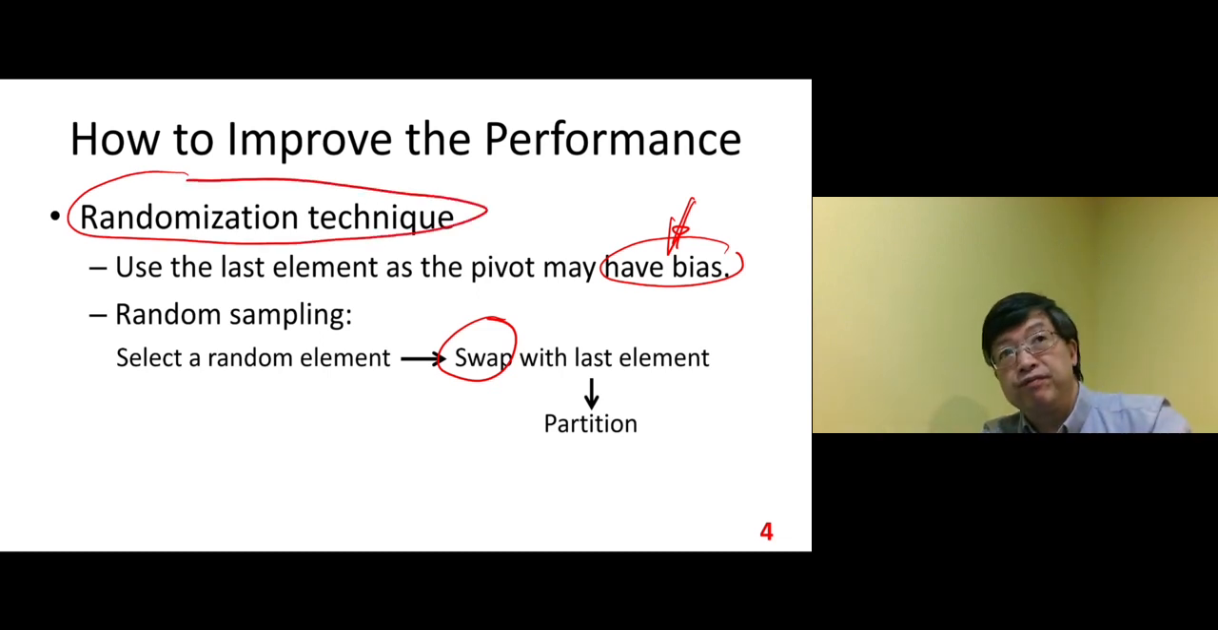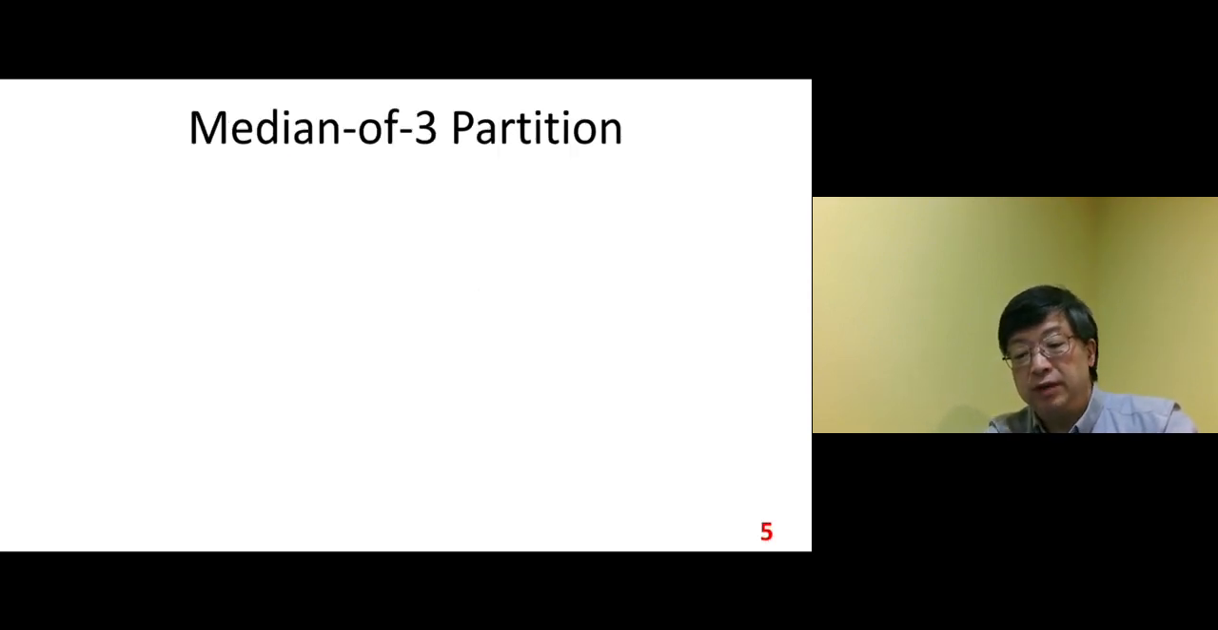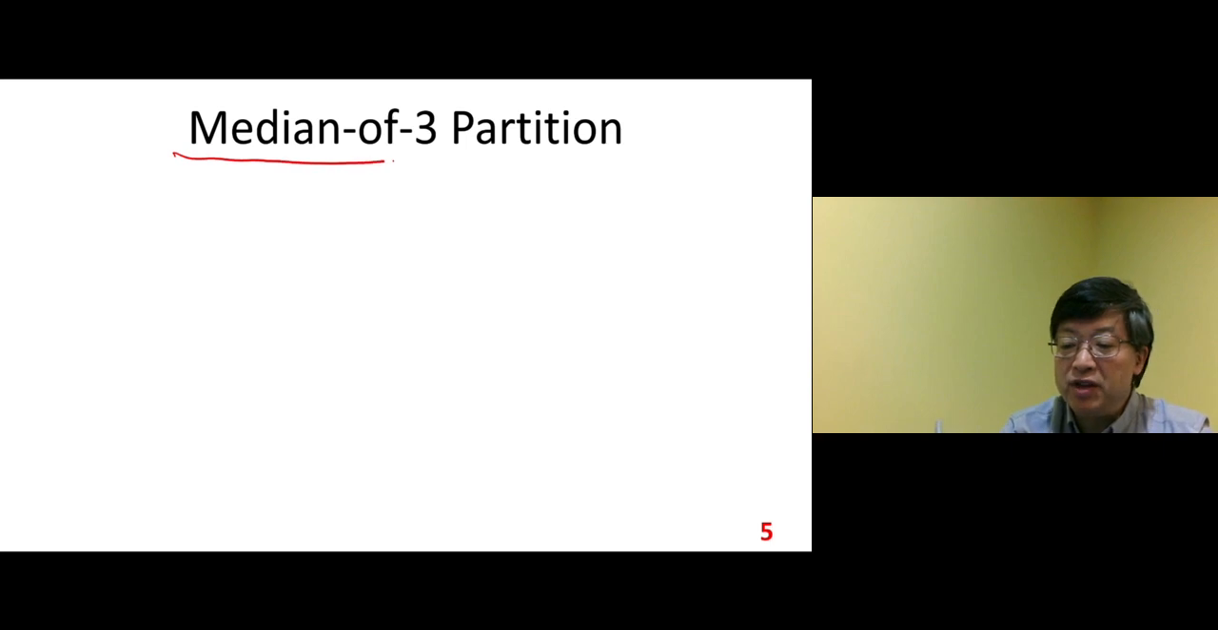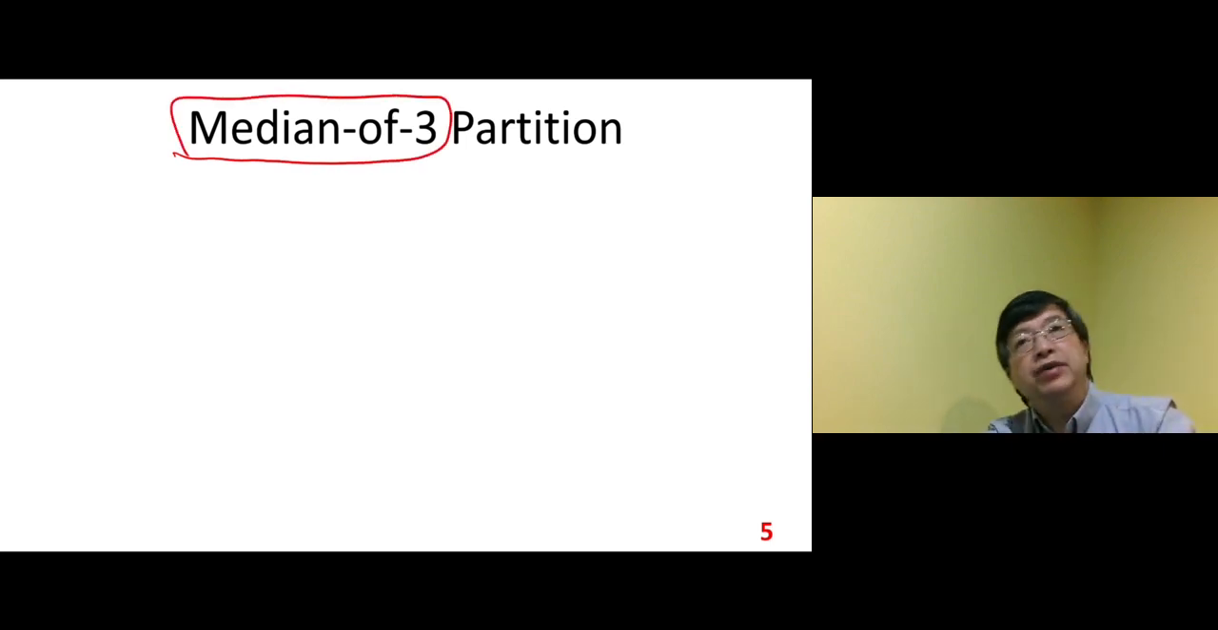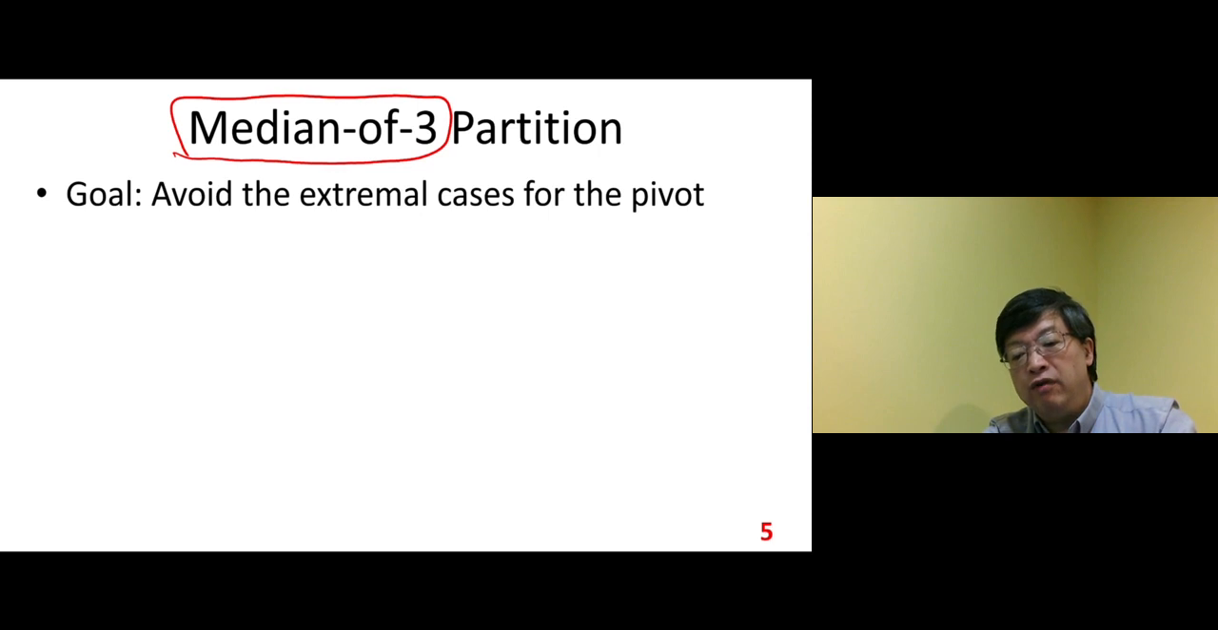Very simple. Can we improve? How much can we improve? We don't know. All right, another technique is called the median of three partition. From this name, you can guess how we improve partition against unbalanced divide, to avoid the extreme cases for the pivot.